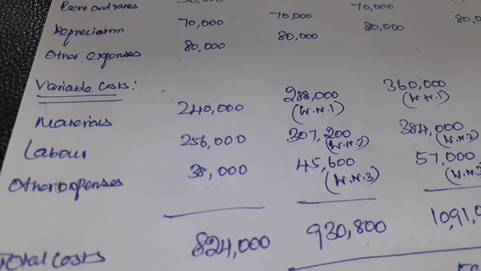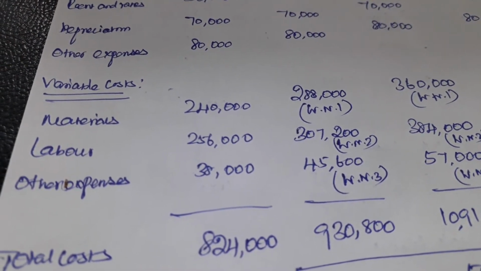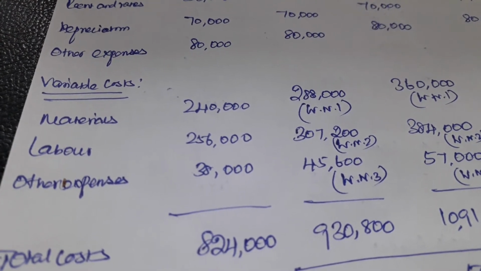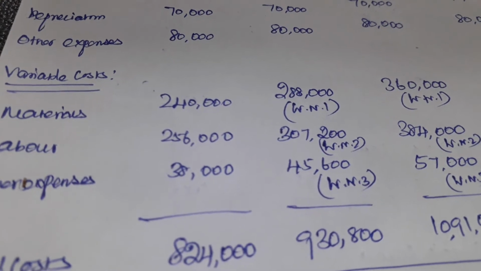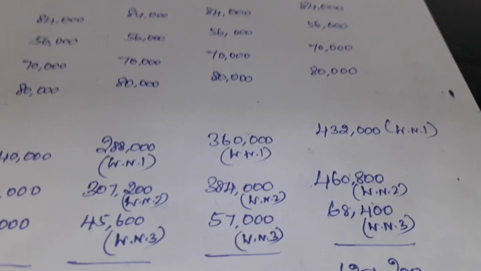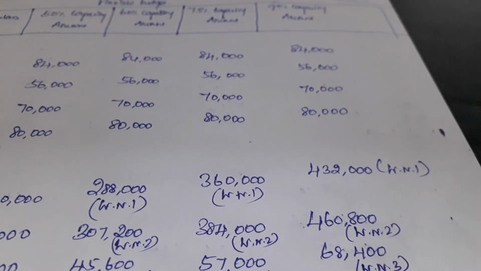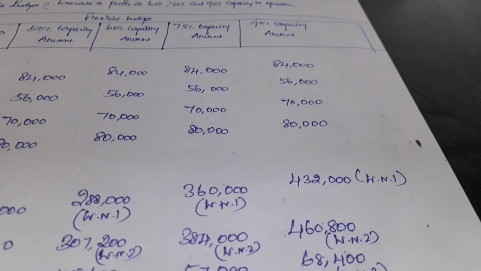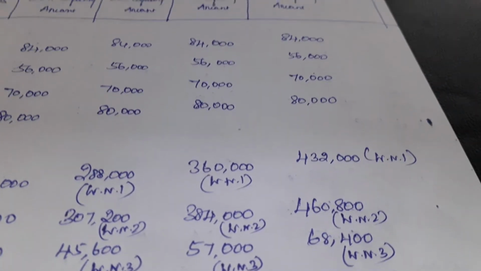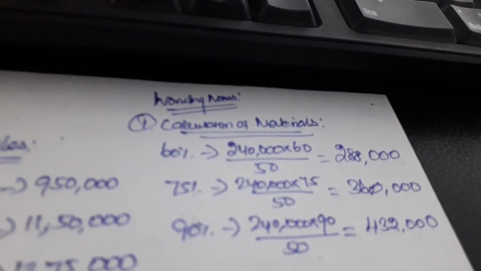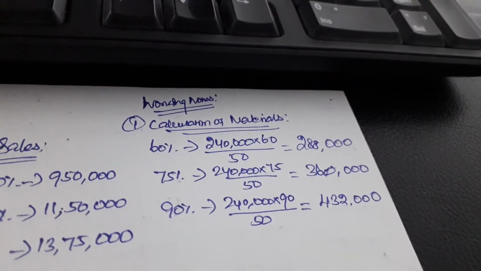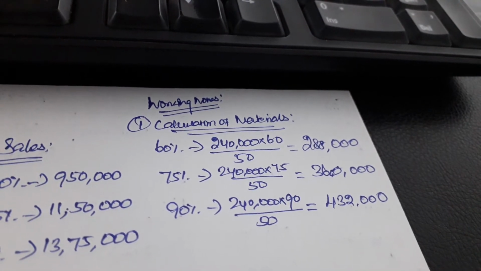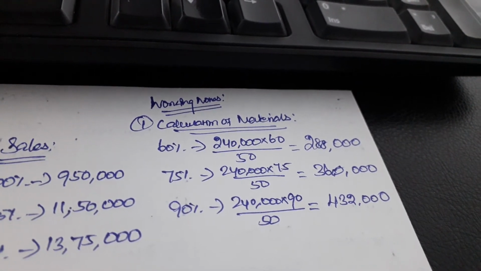Variable cost: materials 2,40,000, labor cost 2,56,000, and other expenses 38k. But we need to calculate separately for 60%, 75%, and 90%. Here is the working note for calculation of the materials based on 60%, 75%, and 90%.